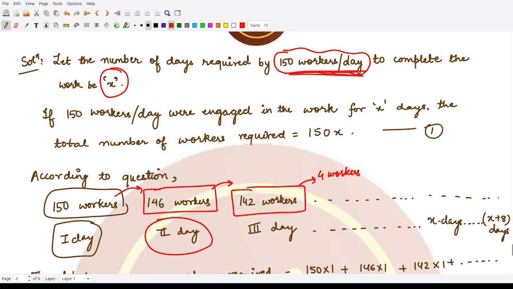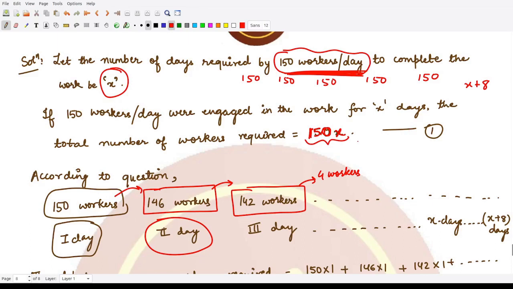Because we have assumed x to be the number of days in which 150 workers per day would be employed to finish the work. Each day 150 workers, if they are employed, in that case we would have our work completed in x number of days. Now we require x plus 8 number of days. So if 150 workers per day were engaged for the work, how many total workers are required? It would be the number of workers working each day, which is 150, and the number of days, which is x. So these many workers are required. Let's mark this as equation 1.